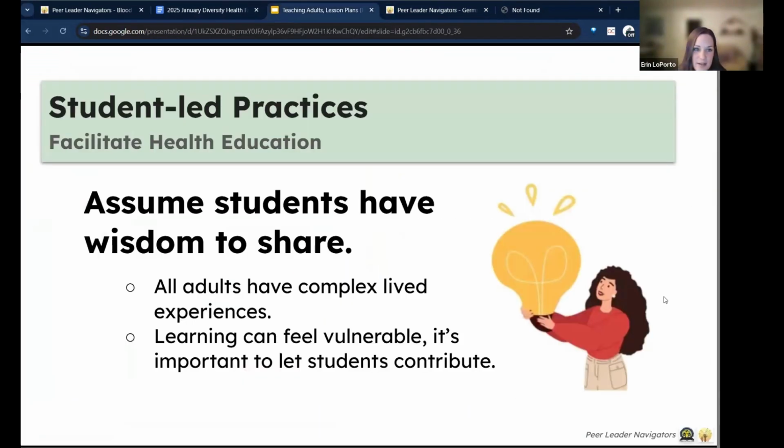Okay, another student-led practice to facilitate health education is assume students have wisdom to share. Like we talked about finding that wisdom, but no matter who they are, they definitely have complex lived experiences that help give them some wisdom. And again, the learning can feel very vulnerable. So when we help find the things that they are wise about, we're each learning from each other. They're sharing, they're feeling like they're contributing to this whole process, and they're learning new things. And I think that's really important to help adults learn effectively. Finding and praising that wisdom.